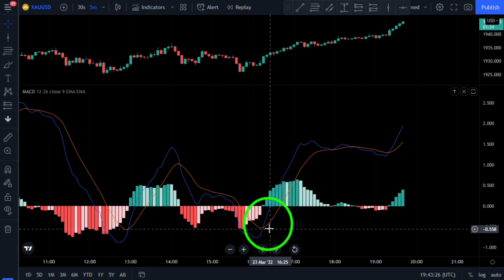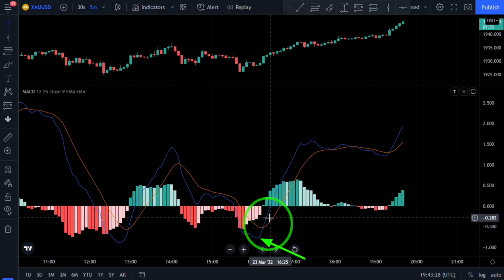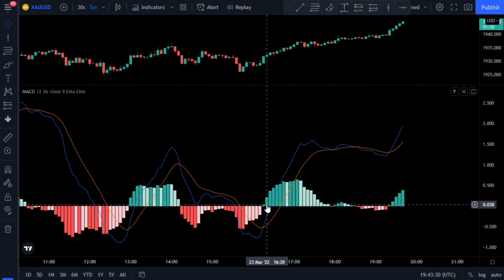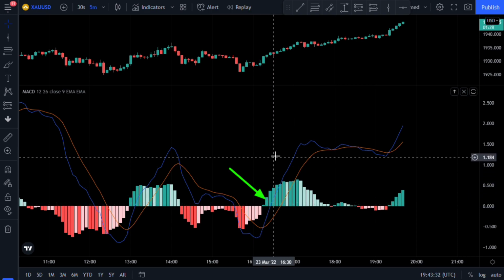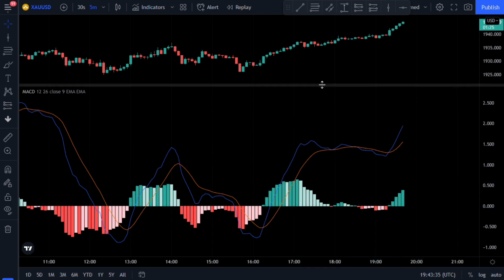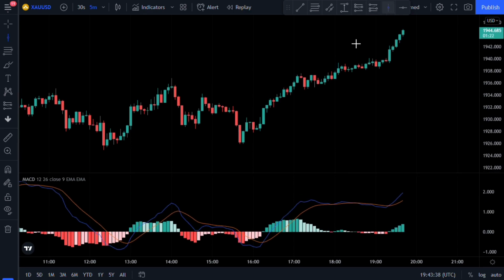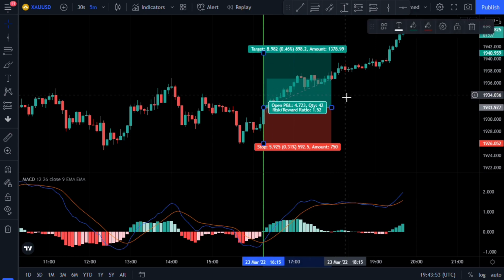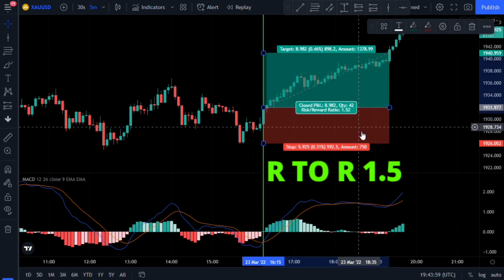The first condition is that the blue line should cross the orange line upwards. And at the same time the MACD histogram bars turn green. Then a buy signal is issued. Here I take the buy position. In this strategy, I consider the risk to reward as 1.5.